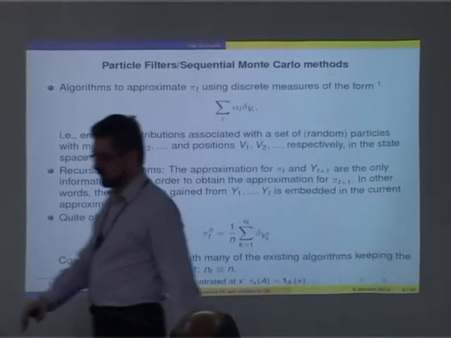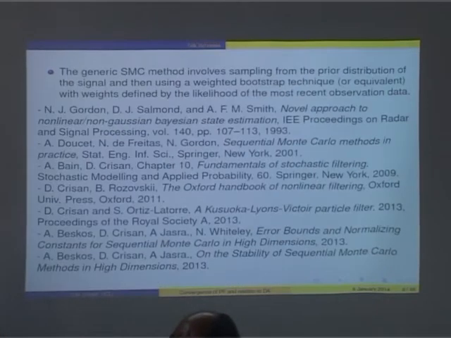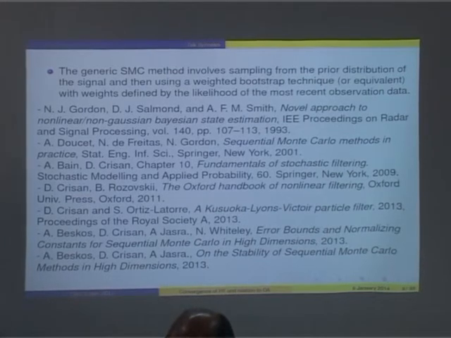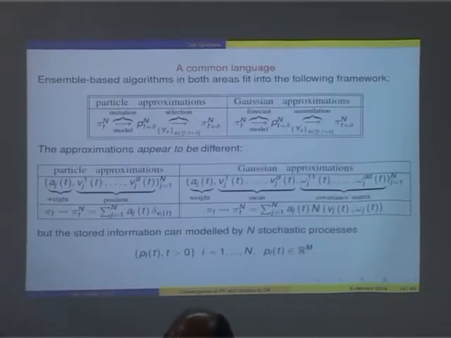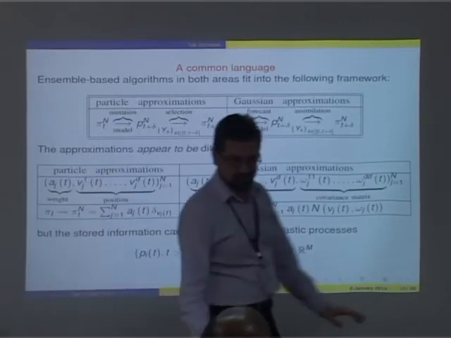So this is just the big picture. The generic particle filter, the generic sequential Monte Carlo method, as you will see from Elaine Stock, involves sampling from the prior distribution of the signal, and then using a resampling technique from the weighted distribution of the approximation of the prior distribution. I'm going to come back to this. There are some papers here, and I'm going to come back to the literature on this tomorrow at the end of the course. Okay, so now I'm going to slow down.